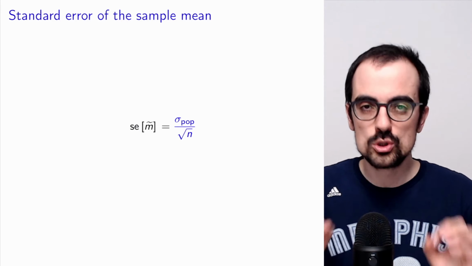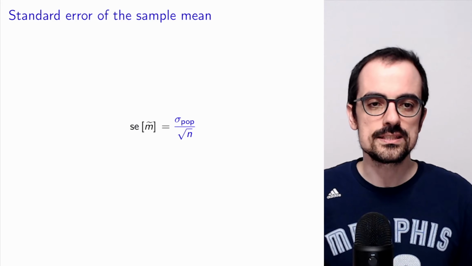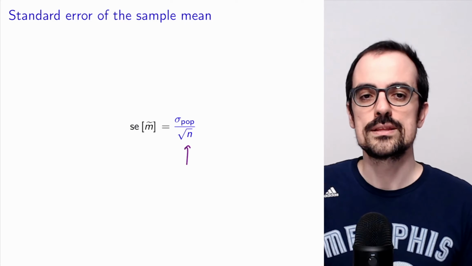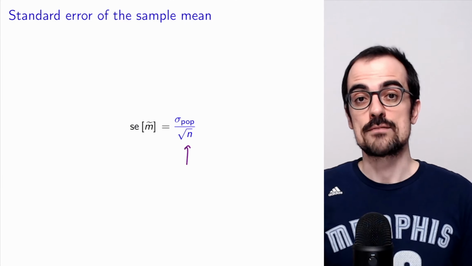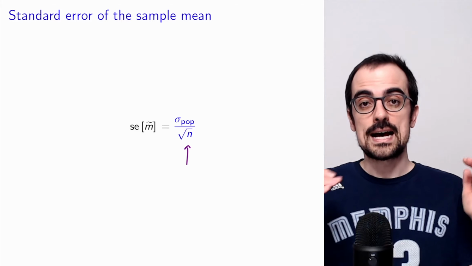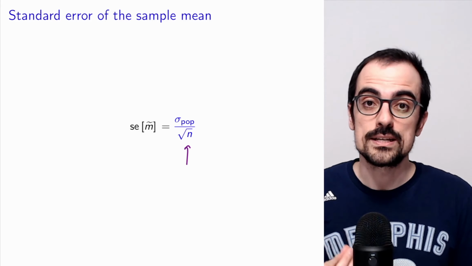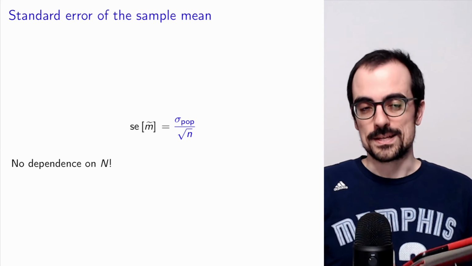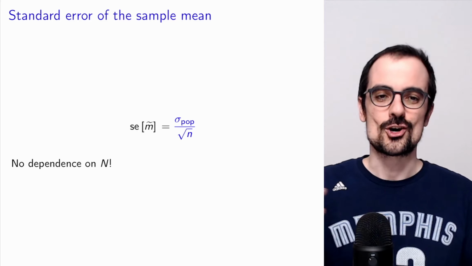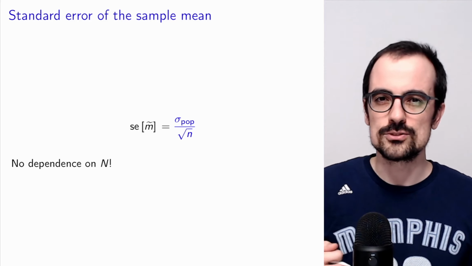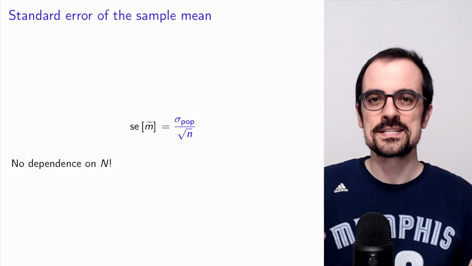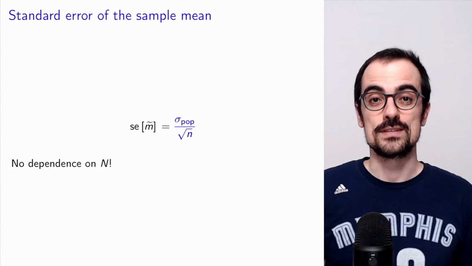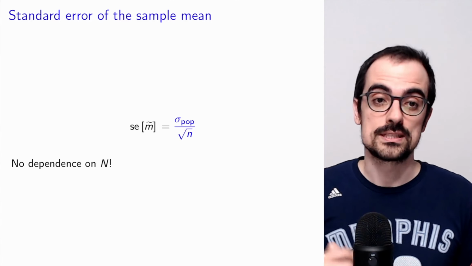The second crucial thing to notice, and this is a fundamental result in statistics, is that the standard error of the sample mean decreases with square root of n, n being the number of measurements. So this immediately tells us how the accuracy of our estimator is going to scale as we gather more measurements. There is no dependence on the number of individuals, which can be a little bit counterintuitive. If you think about it, it makes sense: the total number of individuals in the population does not matter for the standard error of the sample mean.